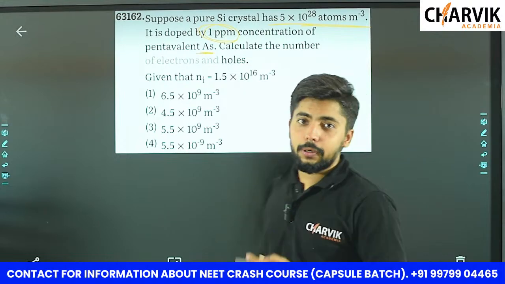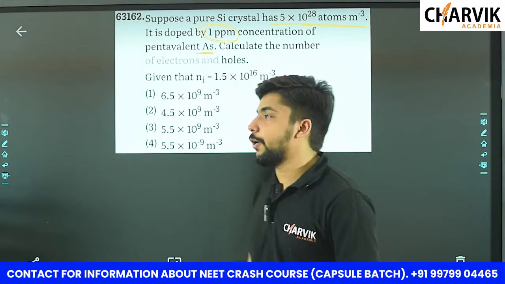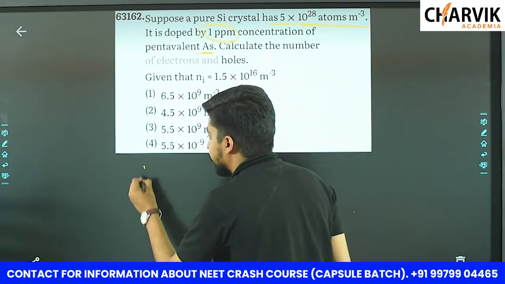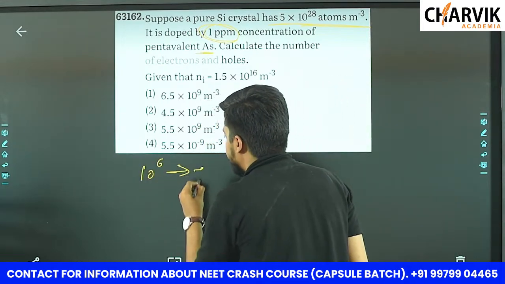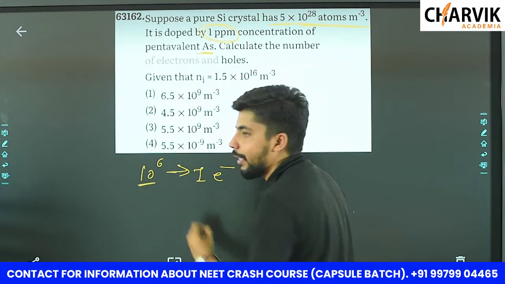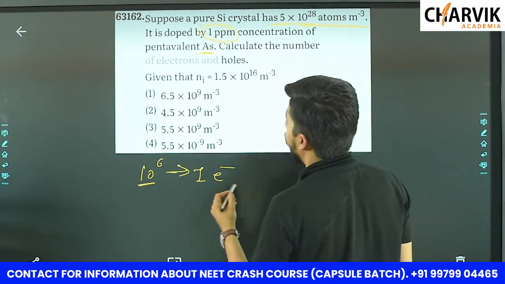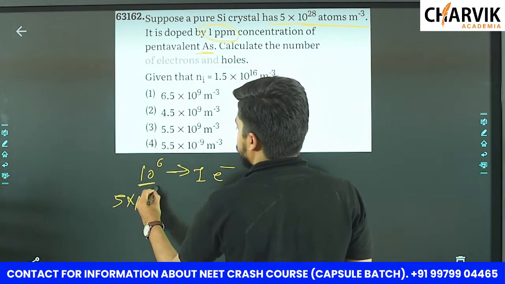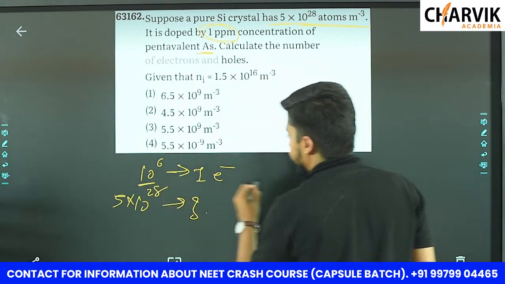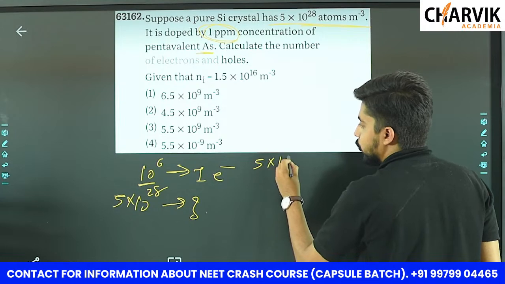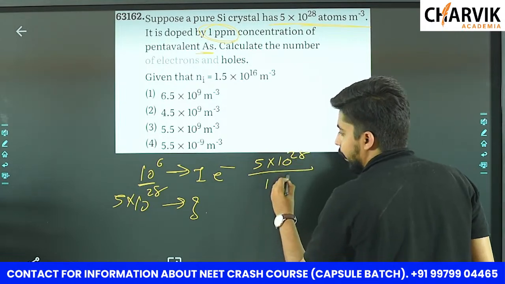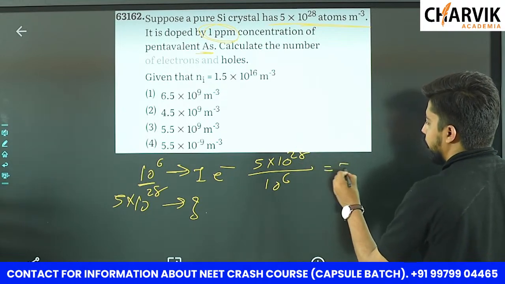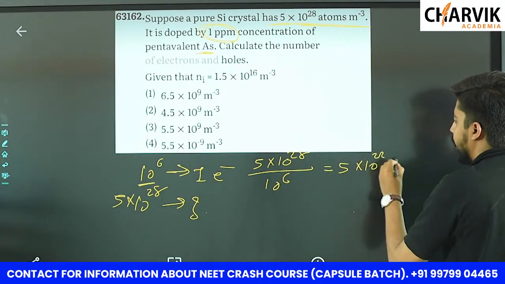So before calculating the number of the holes, there is a doping of 1 part per million. That means in 10 raised to 6, there will be 1 electron, parts per million, that means 10 raised to 6. Then how many electrons will be added in the 5 into 10 raised to 28 atoms? So it becomes 5 into 10 raised to 28 divided by 10 raised to 6, and 28 minus 6 becomes 22. So it will be 5 into 10 raised to 22 electrons.